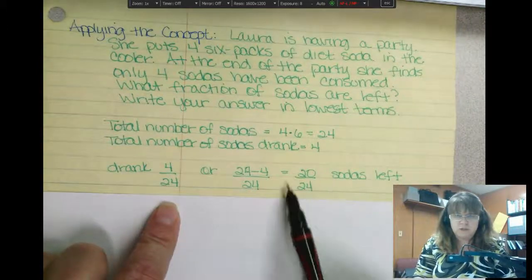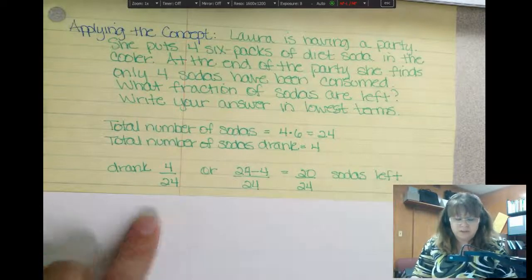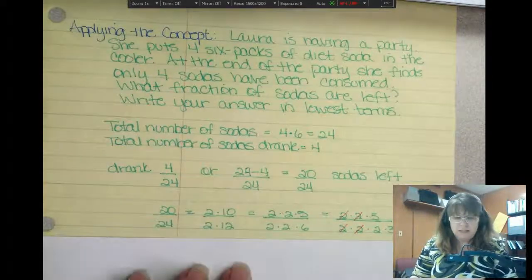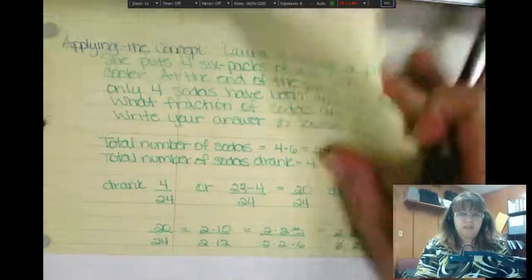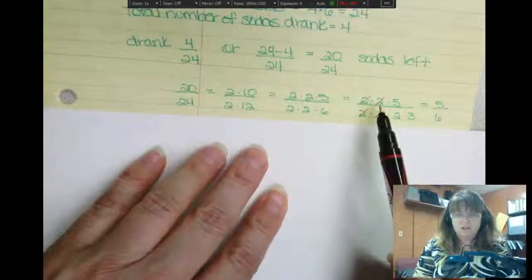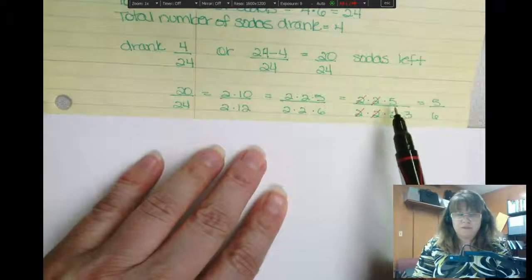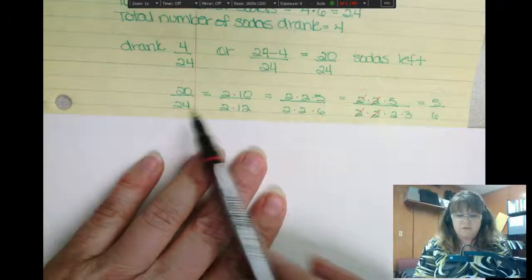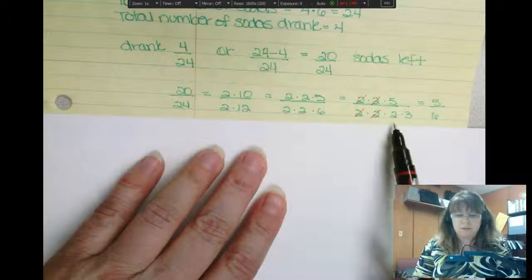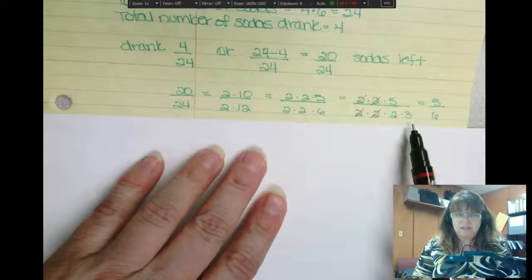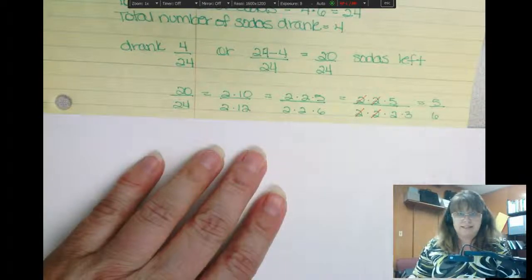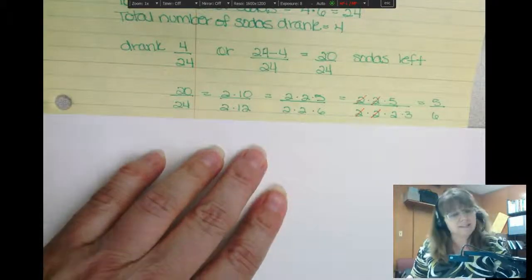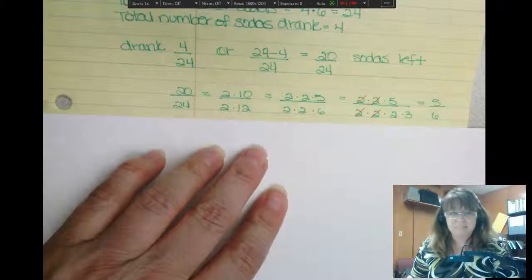Now we need to reduce the 20 over 24 sodas left to its lowest term. So prime factors of 20 are 2 times 2 times 5. The prime factors of 24 are 2 times 2 times 2 times 3, leaving us 5 over 2 times 3, which is 6. So that's it for this lecture. So until next time, be seeing you.